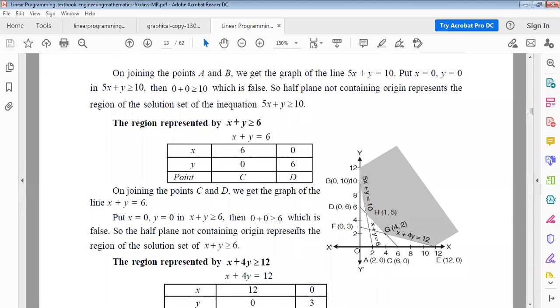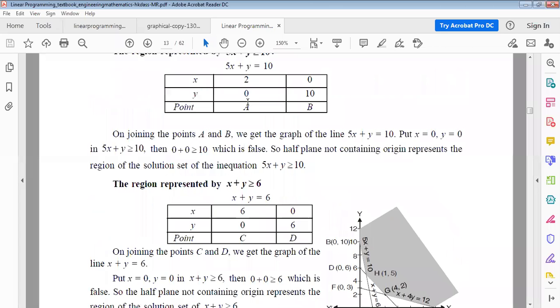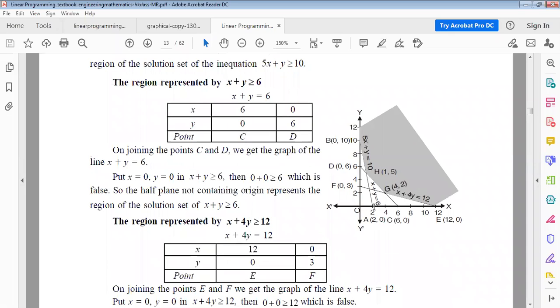Now plotting these three constraints. First constraint: points 2, 0 and 0, 10. This is the first constraint, 5x plus y equals 10, and the shaded region is on the higher side, opposite to the origin, because the inequality is greater than or equal to. Remember it.